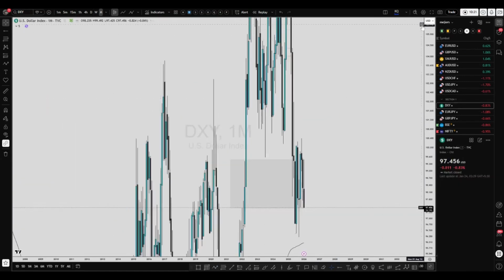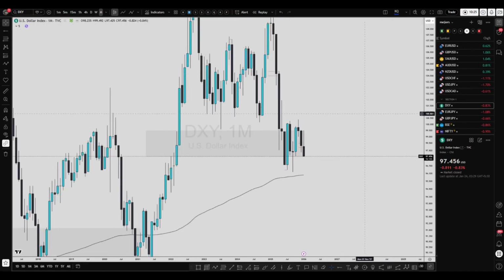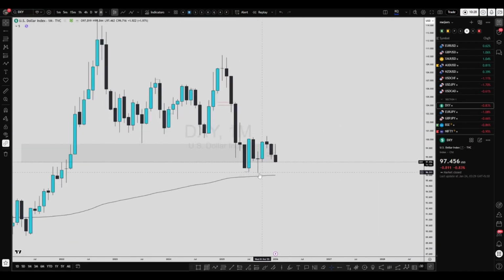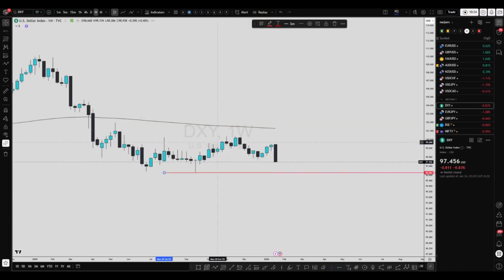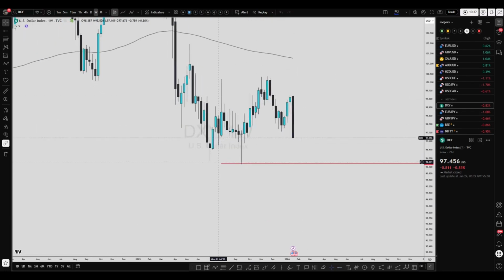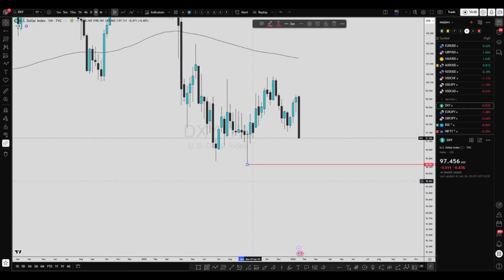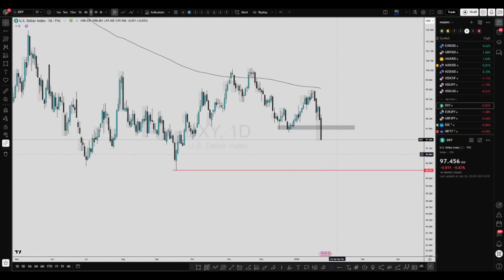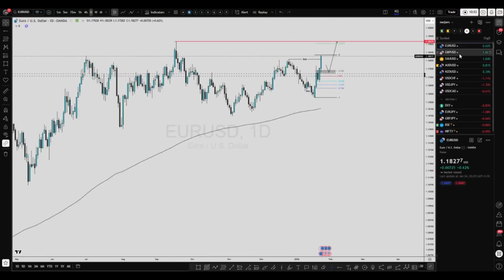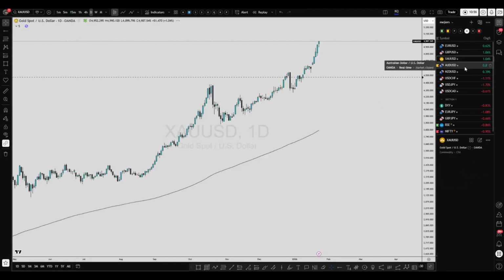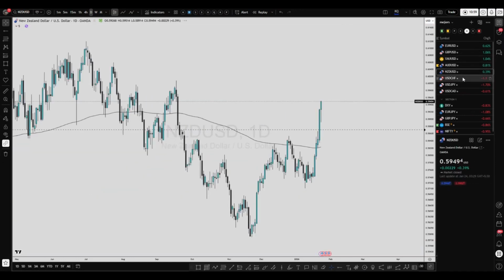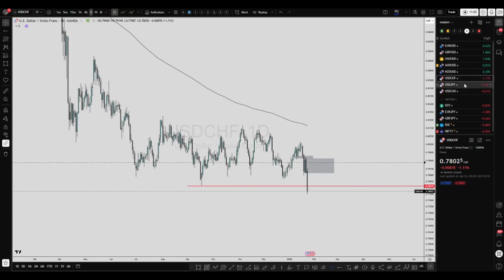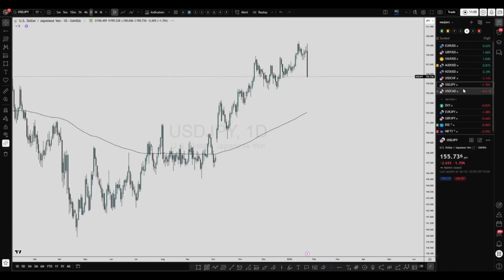Dixie in monthly time frame is just exactly opposite of Euro USD. We're possibly heading towards these lows. In weekly time frame, the last weekly candle was strongly bearish. This was the last flip. The overall sentiment in Dixie is perfectly lining up with our bias in EUR USD, GBP USD, gold, AUD USD, NZD USD, USD CHF. We're not looking for anything in this one. We're skipping it for now.